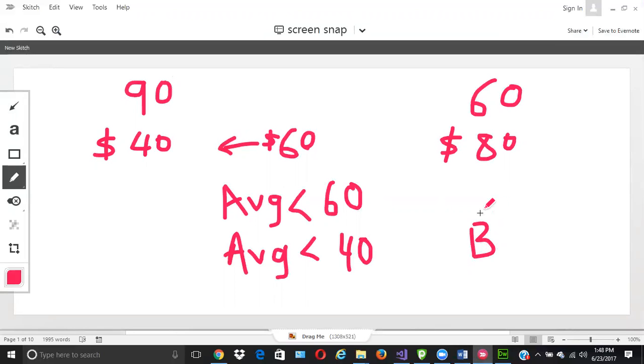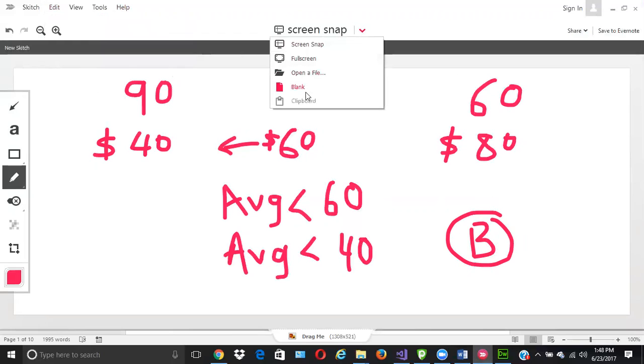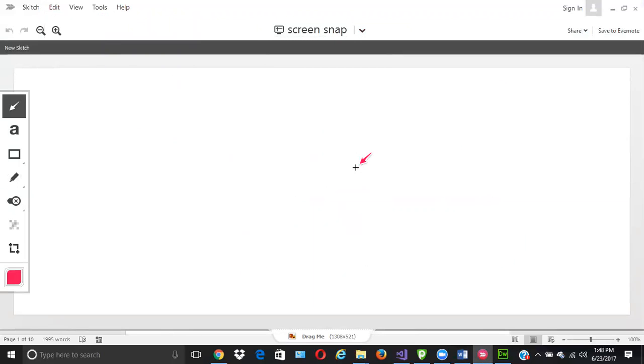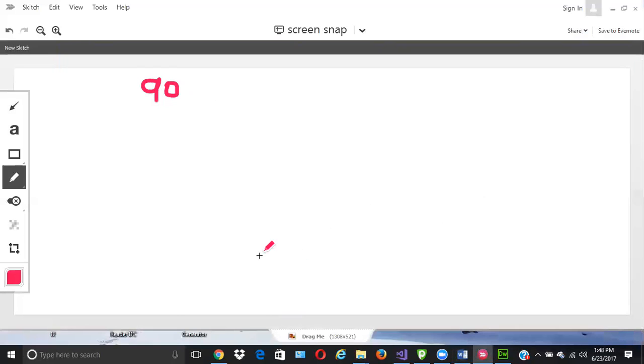But let's look at what you might have done if you wanted to actually calculate the weighted average. Let me clear the sheet again. There were two prices. Let's use the highest possible price, 40 for the first group and 80 for the second group. So 90 shirts at $40, and the second group was 60 shirts at $80.